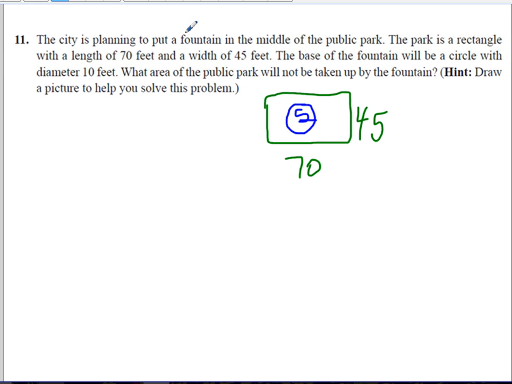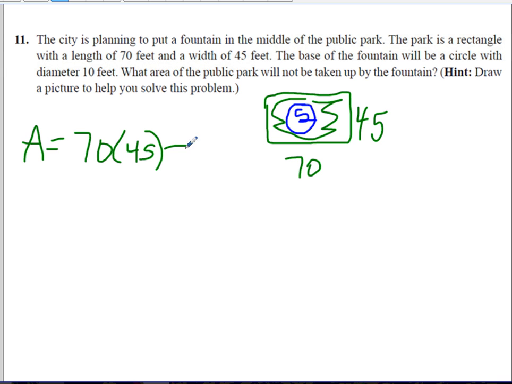So it's asking what area of the public park will not be taken up by the fountain. So they want all this area around here. So we're going to have to subtract. The area of the park is length times width. So 70 times 45, which gives us an area of 3,150.